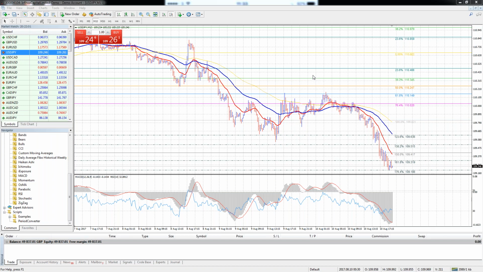Now, what is a pivot? I get asked this a lot. Matt, you trade with pivots. What the heck is a pivot? What's a moving average? What are the differences?